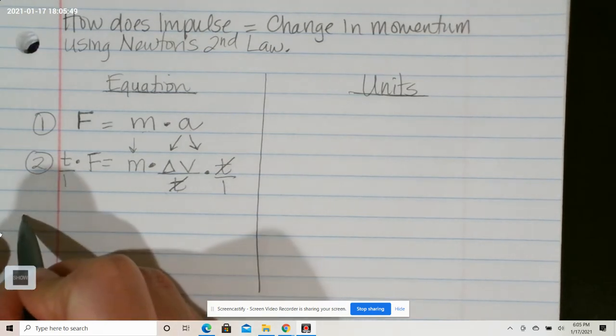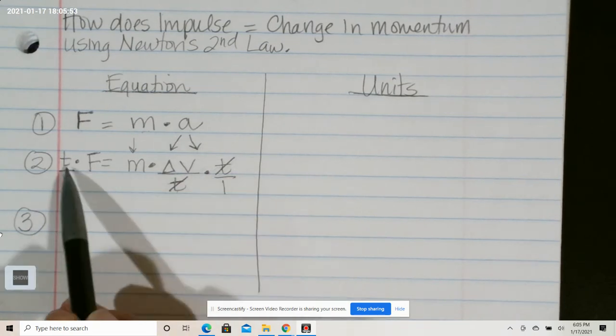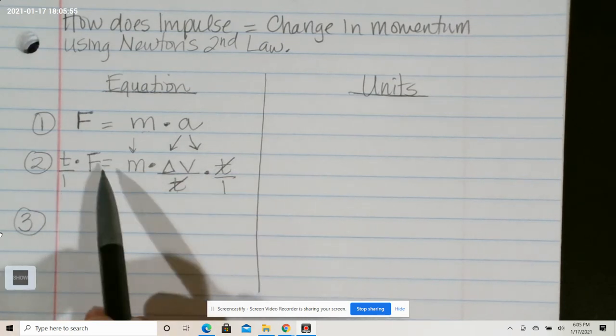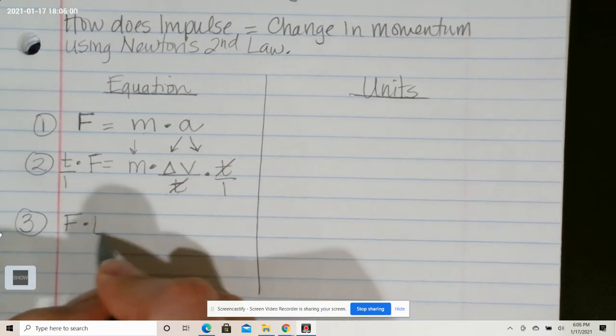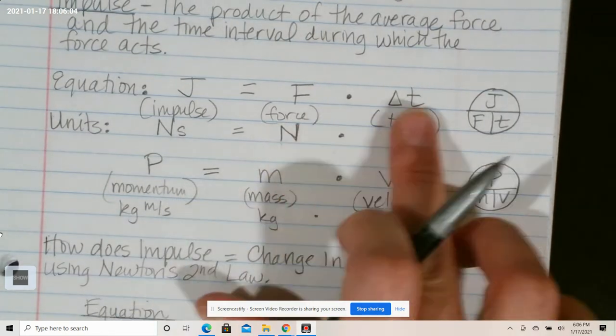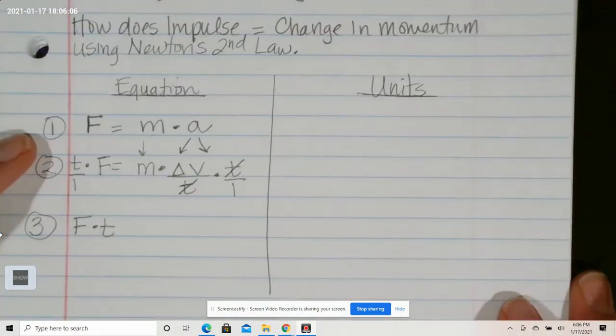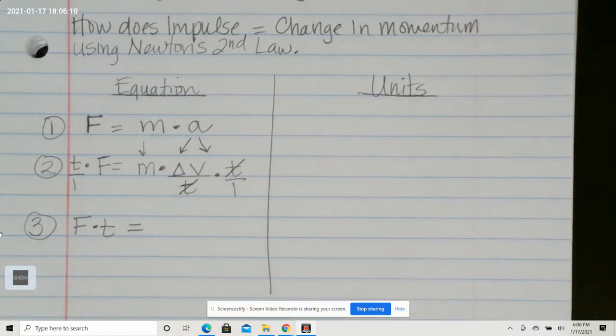And let's go down here and make this look a little prettier. So now I have t times f. I'm just going to flip it around: force multiplied by time. So let me give you a hint. Here we go. Force multiplied by time. There's impulse. And remember, I said don't worry too much about the deltas. Change in velocity, change in time, those are important.